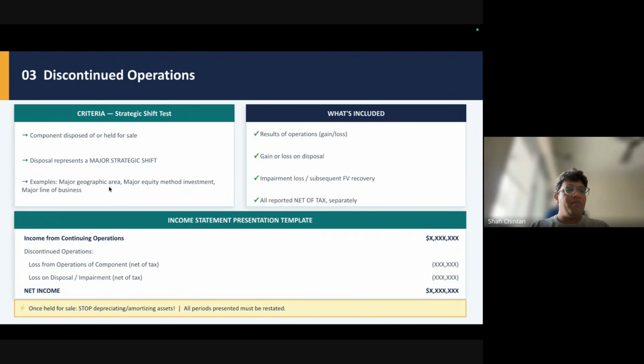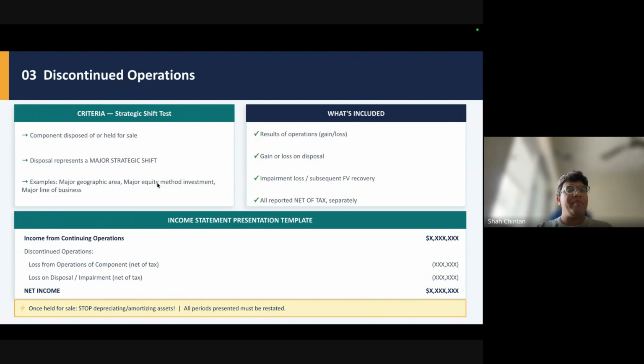Now a few examples, major geographical area. So let's take an example. Let's say there is Wipro. Wipro is operating across, let's say, all countries across the globe. Tomorrow they decide to shift their operation completely away from APAC countries, Southeast Asia countries. Now that's a strategic shift. They discontinued one operation which was a major geographical area.